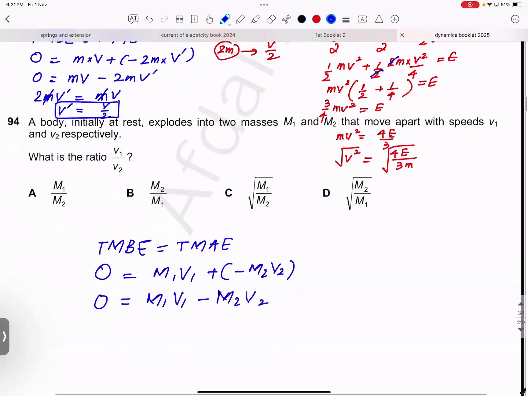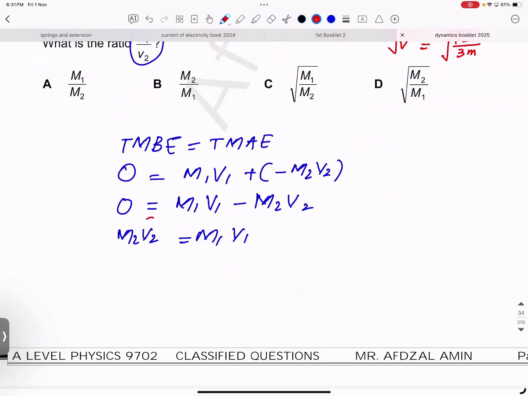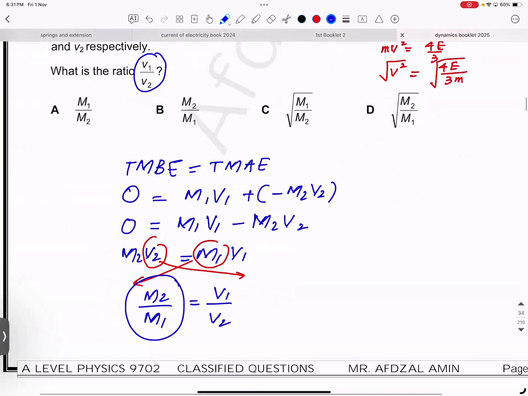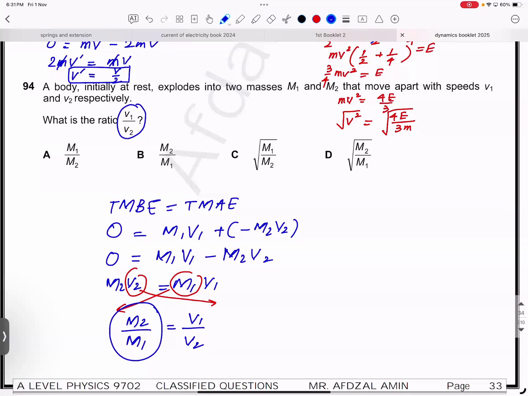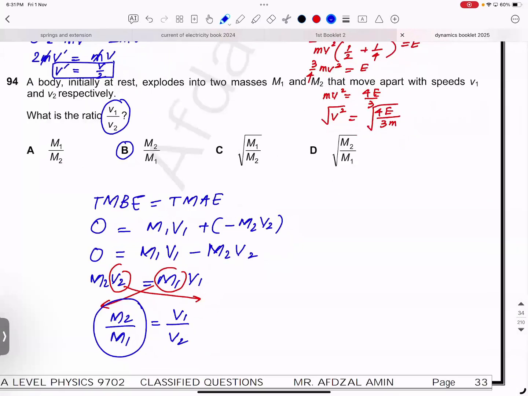Take to the other side, my dear. So m2 v2 is m1 v1. You want v1 over v2, so you bring v2 here and take m2 there. So the answer will be m2 over m1 is equal to v1 over v2. The right answer is B. That was an easy question.